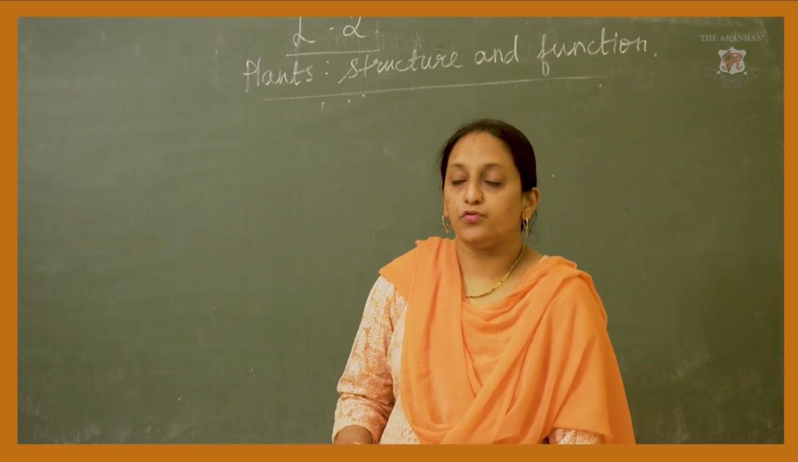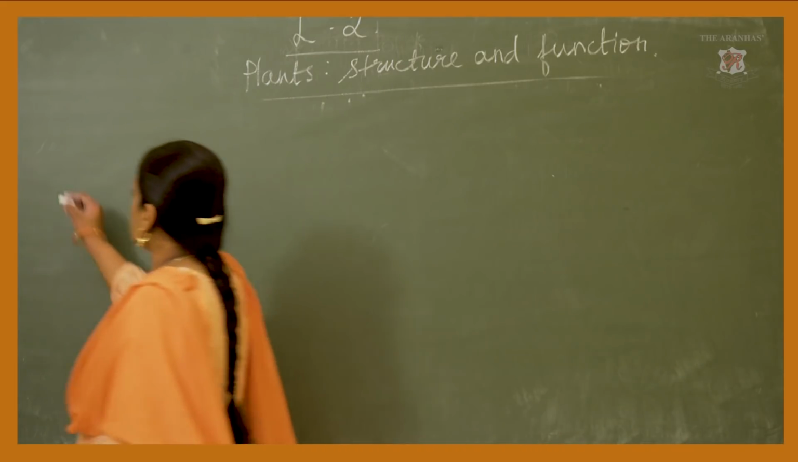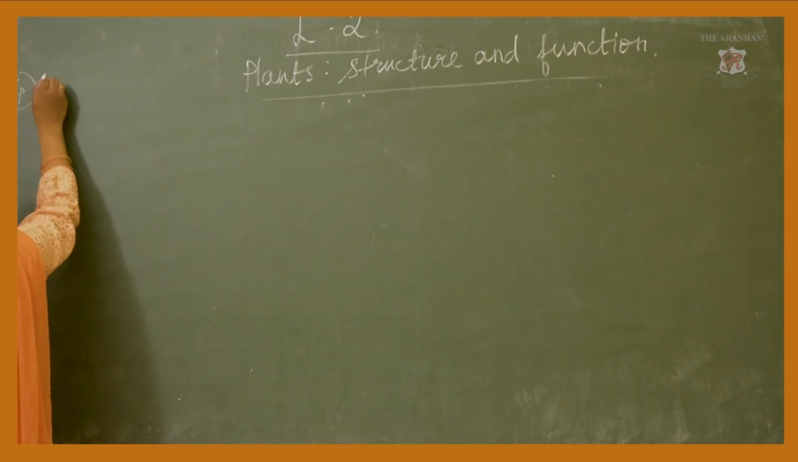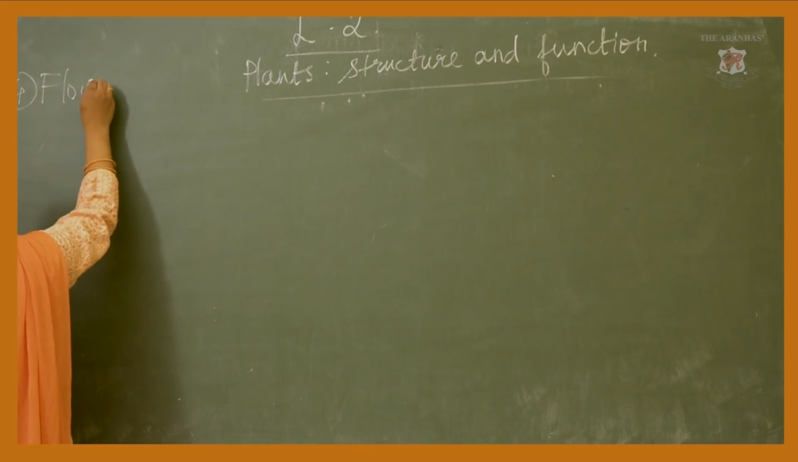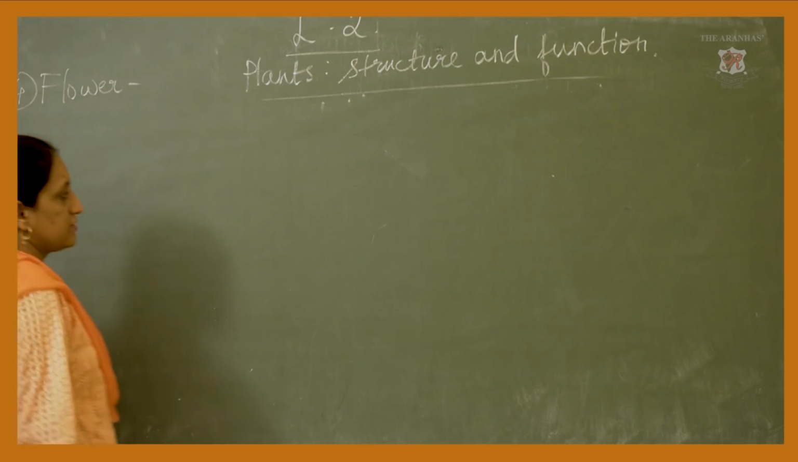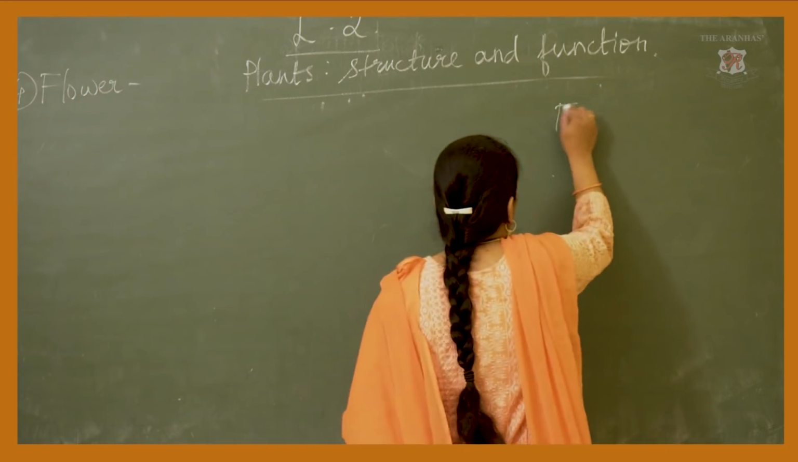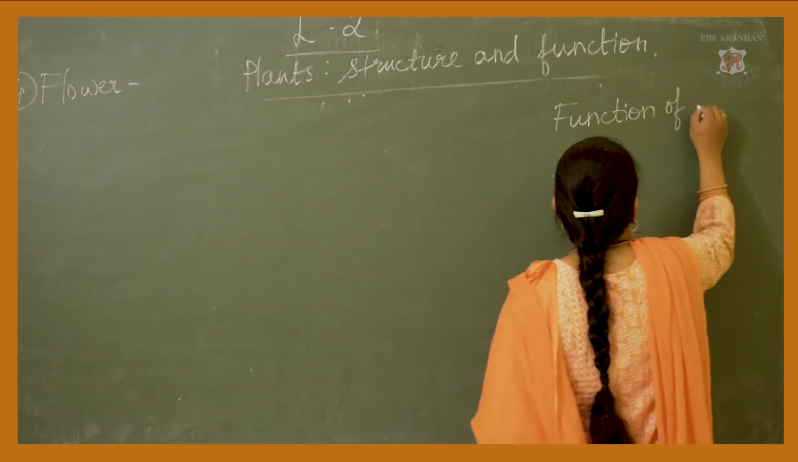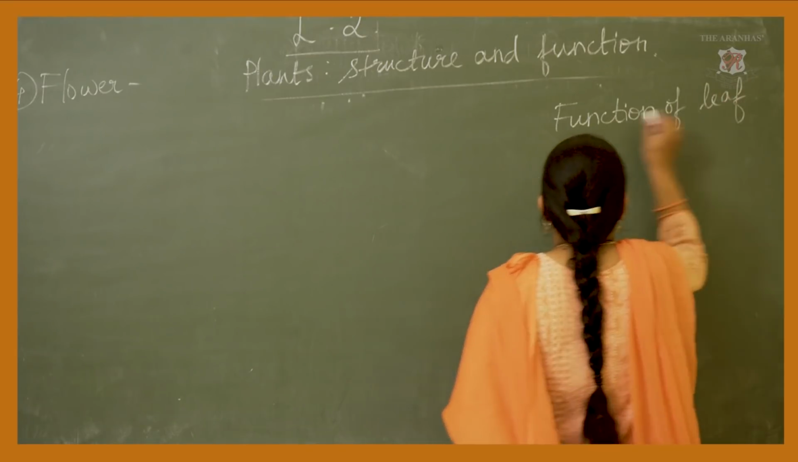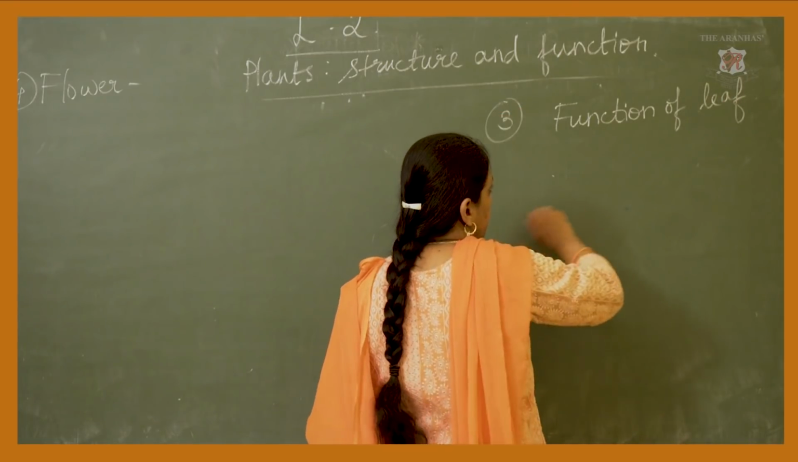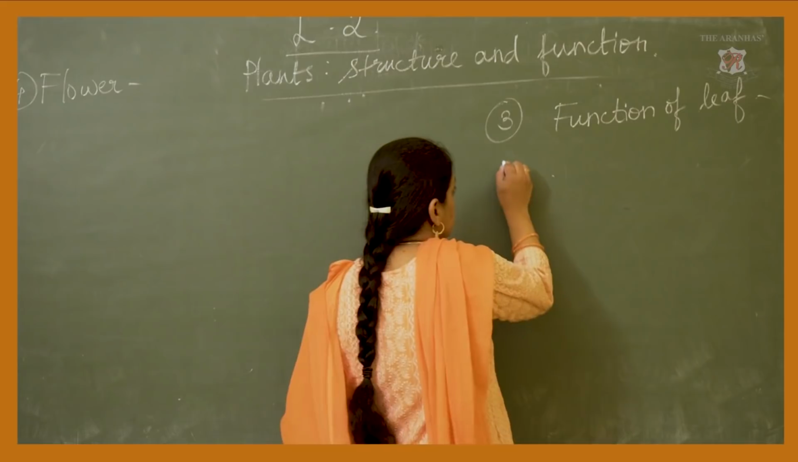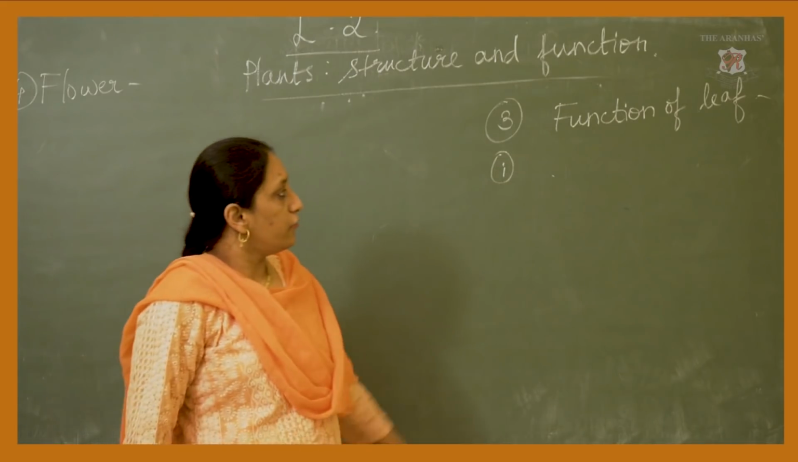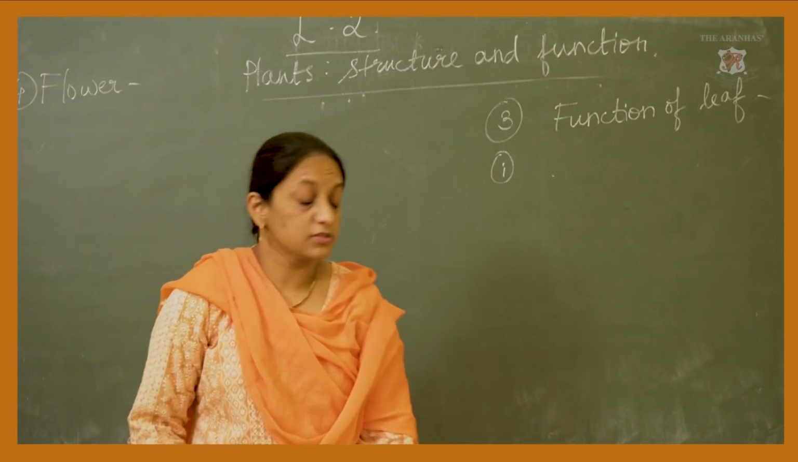Now we come to the fourth part of the plant, that is the flower. Leaf we have finished, okay, function of leaf is remaining. Sorry. Function of leaf. Now according to you all, what is the function of leaf? The third part was going on leaf in detail. I discussed everything, but function is remaining. What must be the function of leaf?